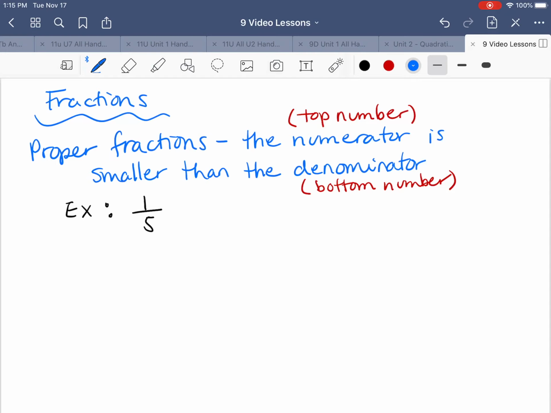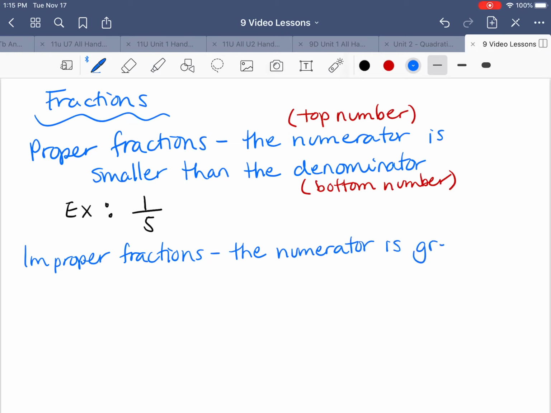Next, we have improper fractions. And in this case, we have the numerator that is greater than the denominator. And an example of an improper fraction would be 5/3.